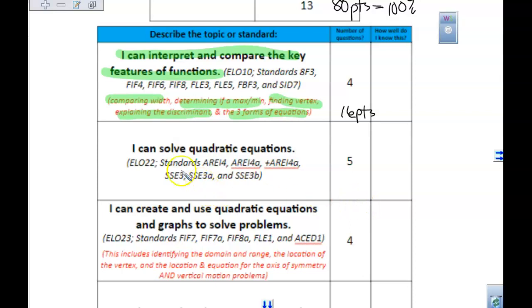The next part says I can solve quadratic equations. Again, when I think of solving my quadratic equations, one of the first things I might be thinking about is looking at a graph. And when we look at a graph, we're talking about the x-intercepts. I might be taking the square roots.